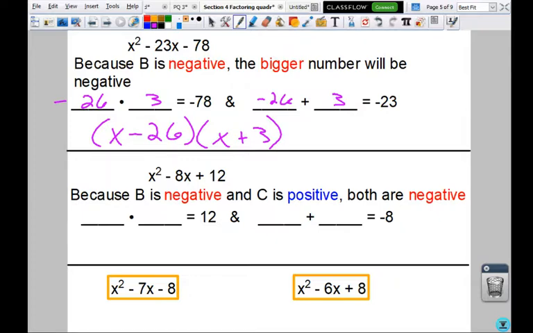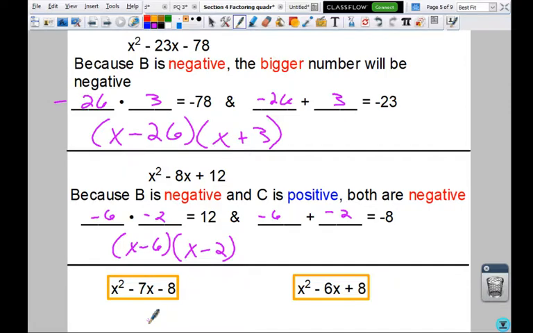We'll go Raven again. Raven, give me two negative numbers that multiply to be 12. Negative 6 times negative 2 is positive 12. Is negative 6 plus negative 2 negative 8? Yep, so we got our two answers: x minus 6, x minus 2.